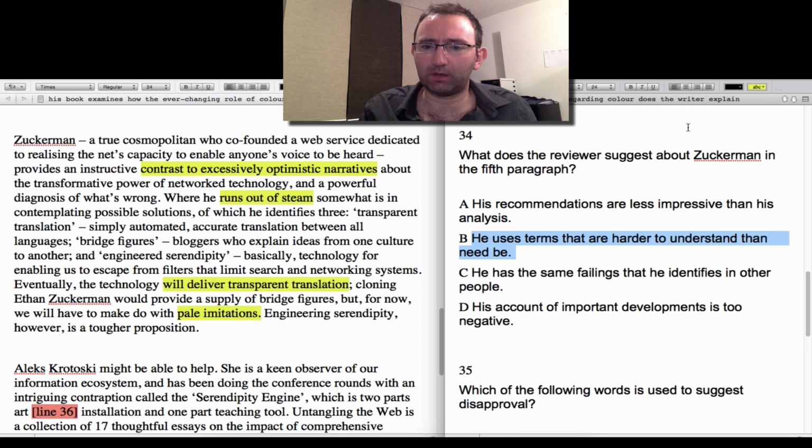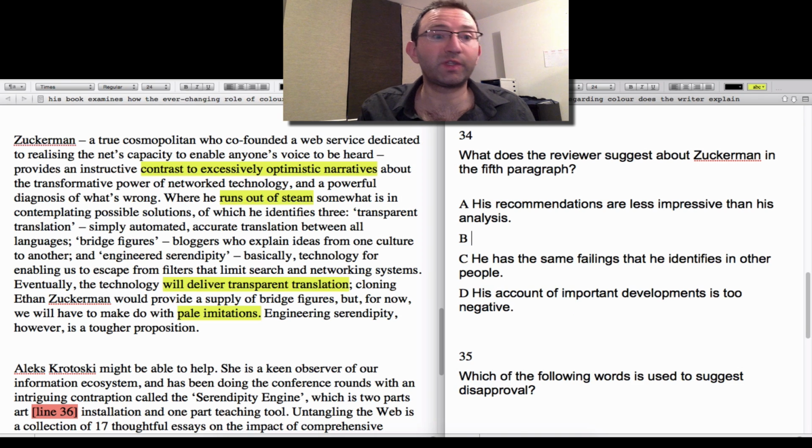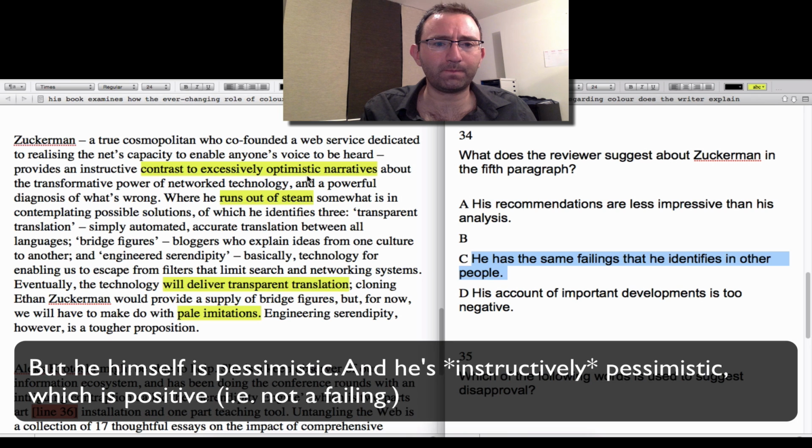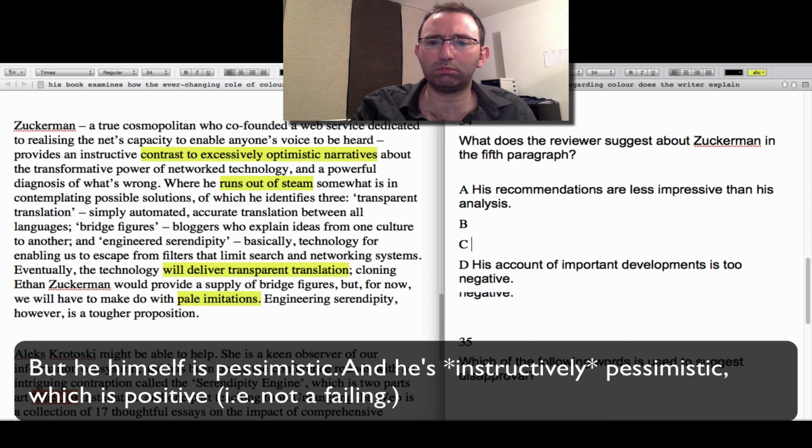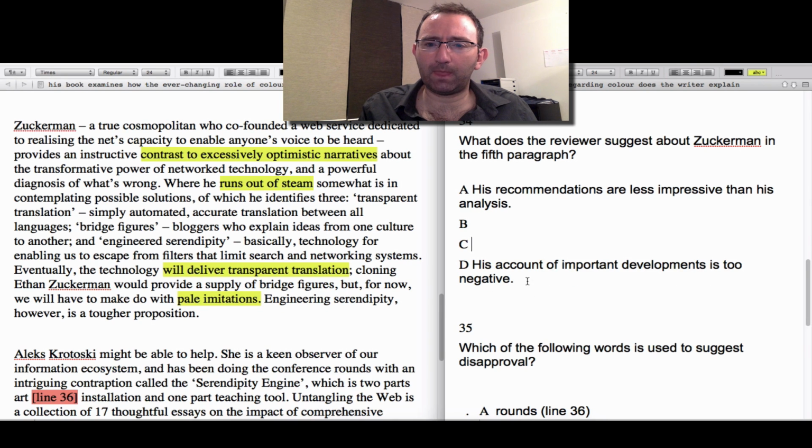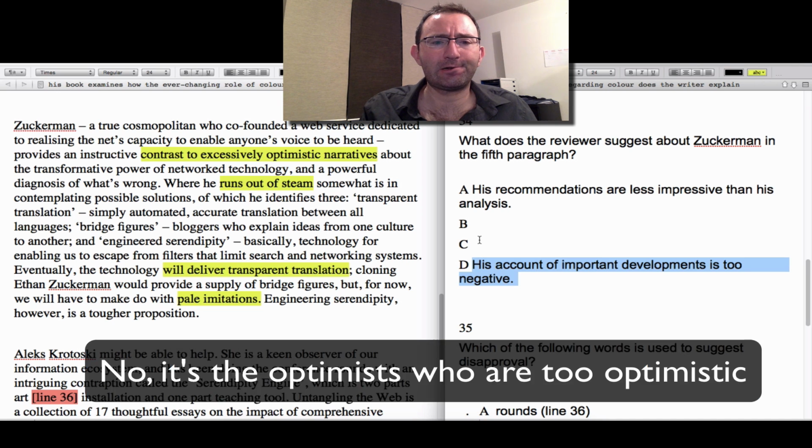No, that's not mentioned. Some of the words might be hard to understand, but the reviewer doesn't say that. He has the same failings that he identifies in other people. Well, what does Zuckerman identify in other people? Well, he says they are optimistic. His account of important developments is too negative. No.